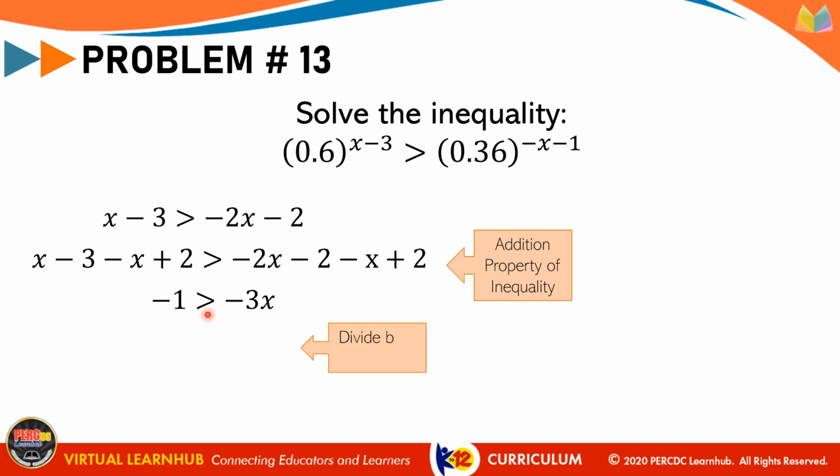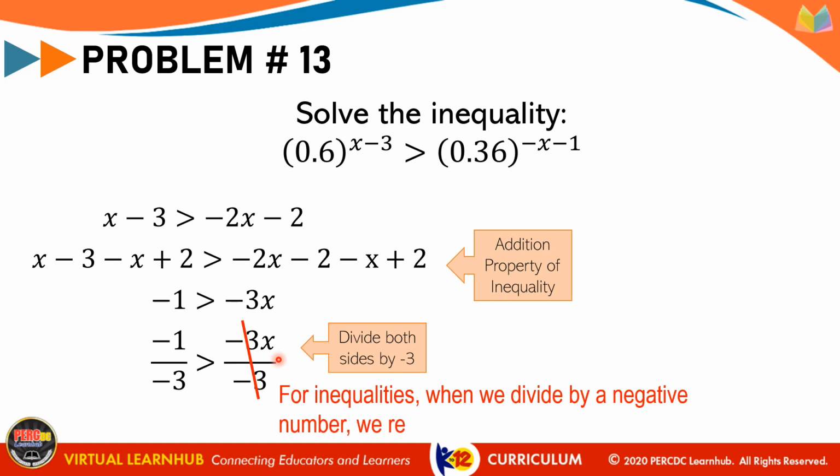Now, we will divide both sides by negative 3. So we have negative 1 over negative 3 is greater than negative 3x over negative 3, and then we cancel negative 3. But note, for inequalities, when we divide both sides by a negative number, we reverse the inequality symbol. Therefore, we will have 1/3 is less than x.